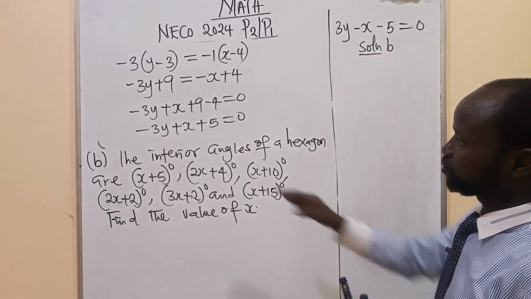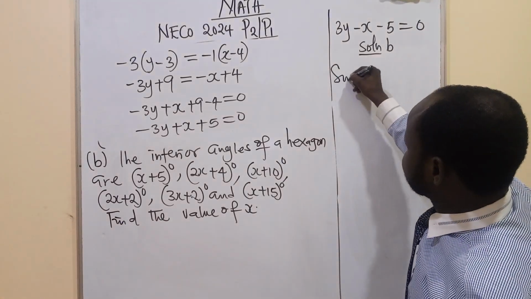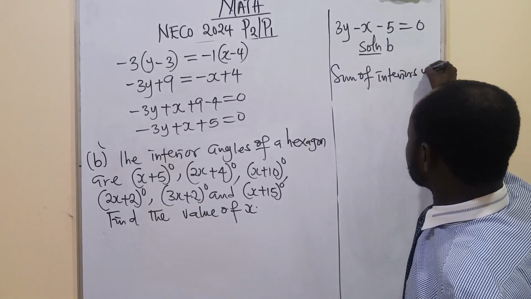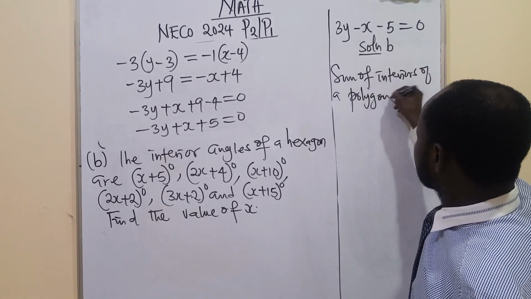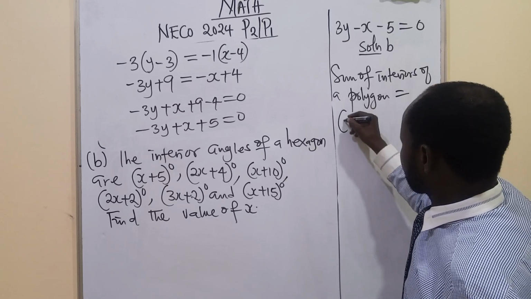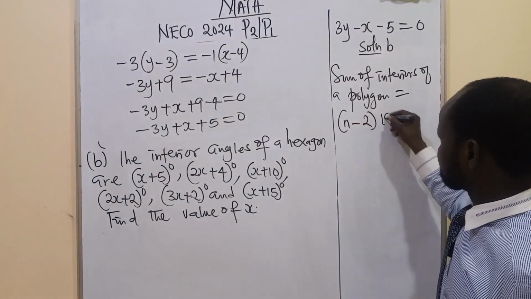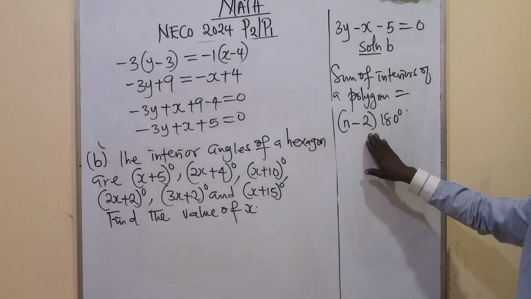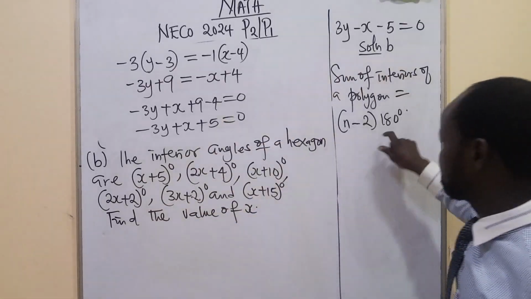So we have to find the sum of interior angles of a hexagon. The sum of interior angles of a polygon is equal to n, which is the number of sides, minus 2, times 180 degrees. So this is the formula we are going to use to find the sum first. When we find this sum, we sum all the angles here equal to the sum.